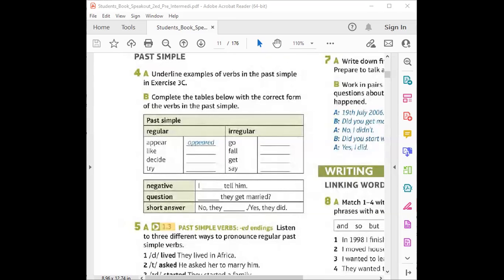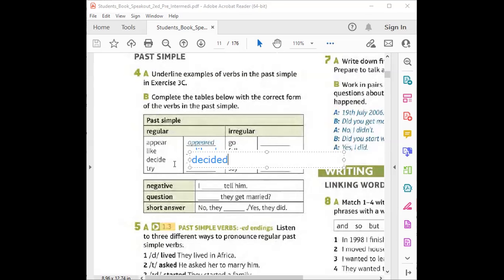Have you finished? Yes. Good, good. Let's do them together. So we have like, and it becomes liked. Liked, right? What about the next one? Decide. Decided. Decided. That's easy as well.